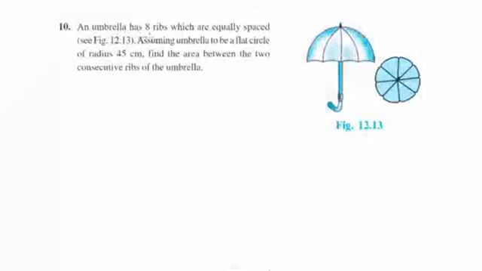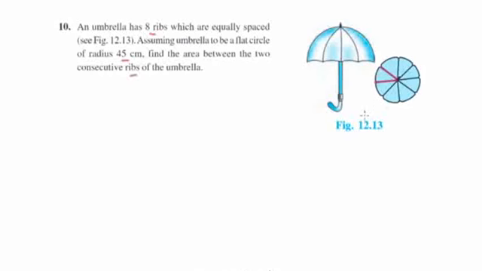Question 10 of this exercise says an umbrella has 8 ribs which are equally spaced. Assuming umbrella to be a flat circle of radius 45 centimeter, find the area between the two consecutive ribs of the umbrella. So these are the 8 ribs: 1, 2, 3, 4, 5, 6, 7, 8, and all of them are equally spaced. So we have to find the area between consecutive ribs. So basically we have to find this area as these two are consecutive ribs.